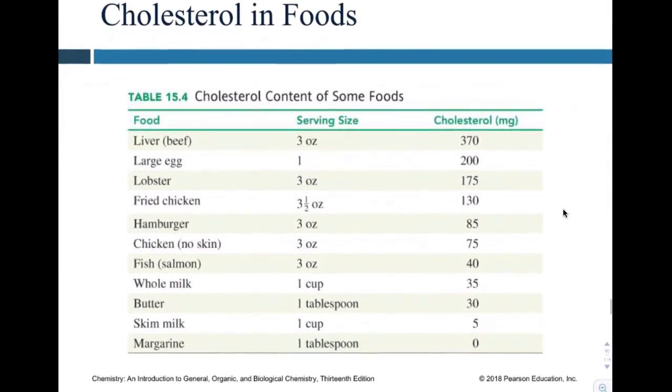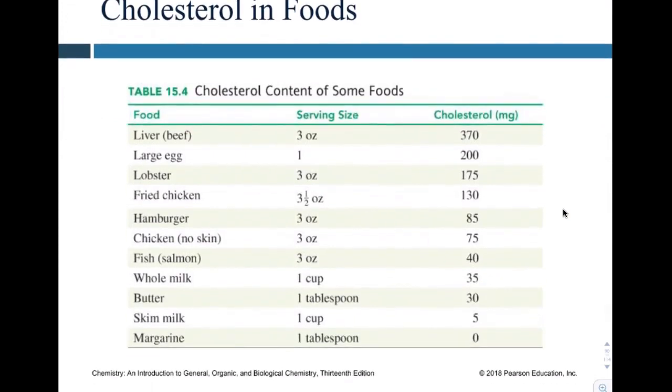So if you're looking for foods that are high or low in cholesterol, if you eat bunches of beef liver, that's pretty high in cholesterol. Eggs are actually really high in cholesterol, which is why a lot of people will eat egg whites and not the full egg, because the yolk is where we've got the cholesterol.